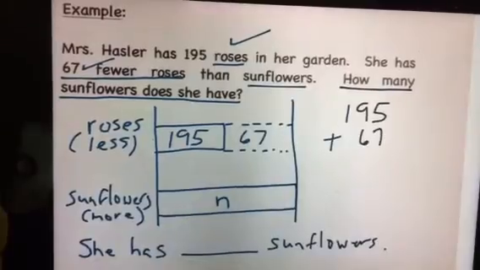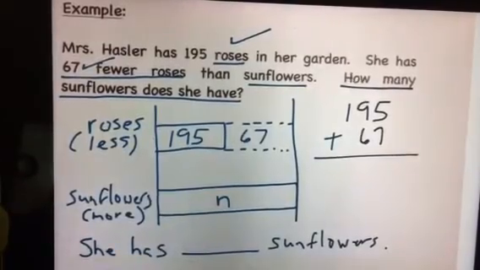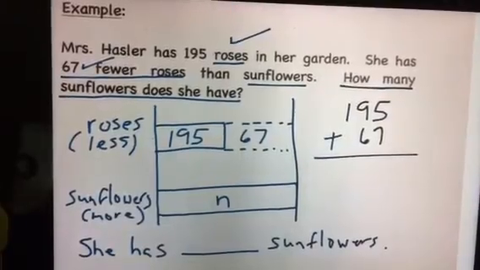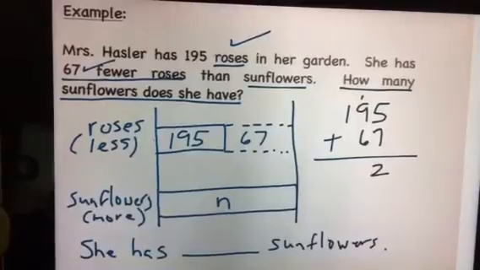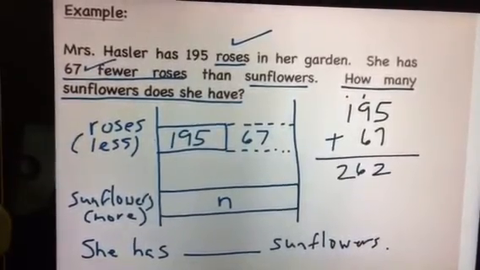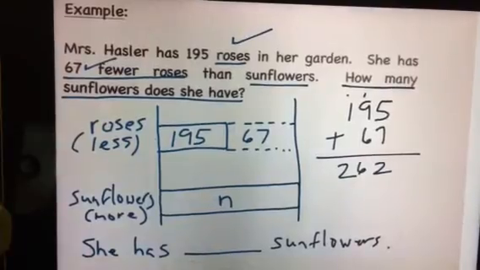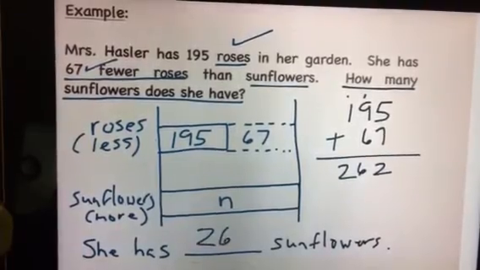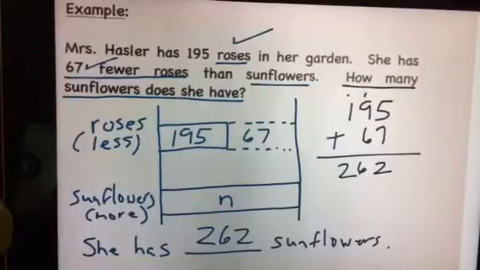That means you add the number of roses plus the number of the fewer roses than sunflowers. Then you will automatically get your answer of how many sunflowers there are. So the unknown number N is 262.